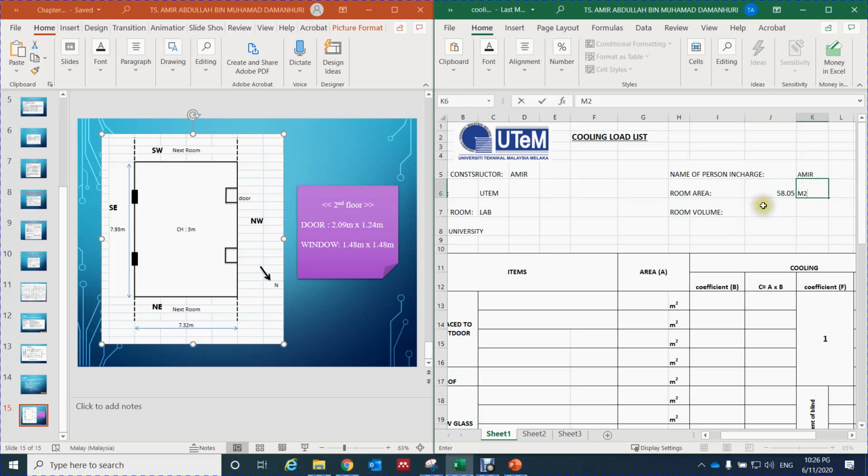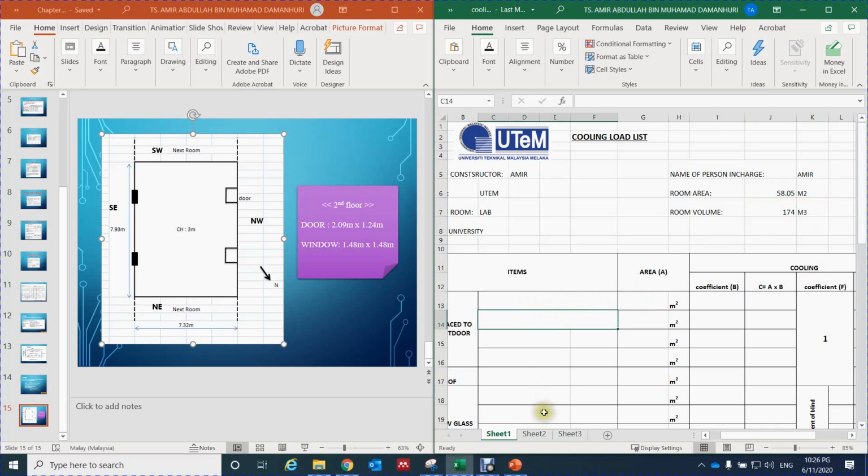What is the room volume? You have to look into the ceiling height. It is given here: the ceiling height is 3 meter. So the room area is 58.05, and you multiply by 3. You get the room volume of 174 meter cube.